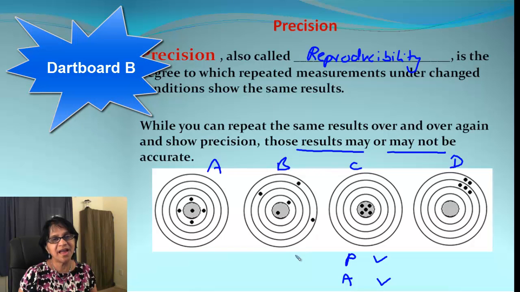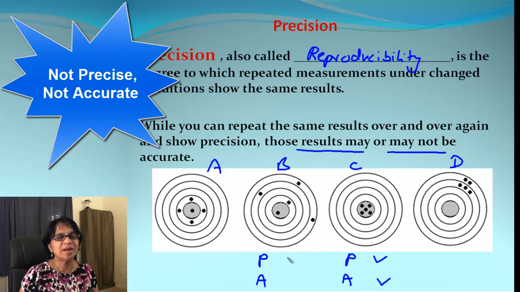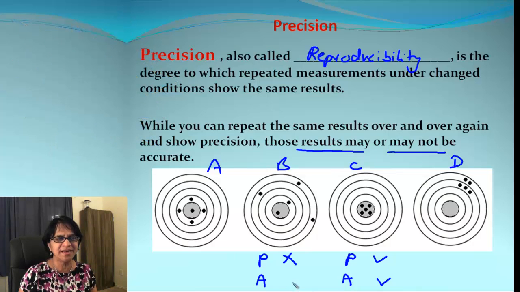Look at figure B. In this figure, every dart is at a different place. That means when we repeat the experiment, we are not able to reproduce our results. That means we don't have precision. What about accuracy? We don't even have accuracy. It is not closer to where it should be.